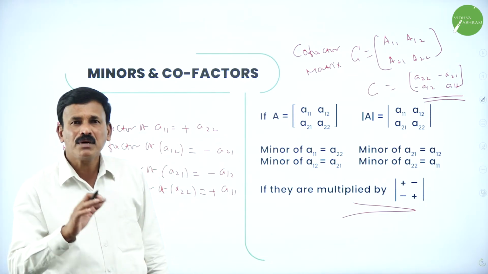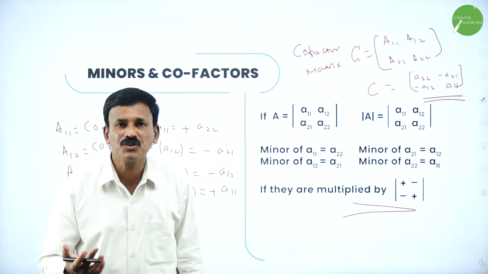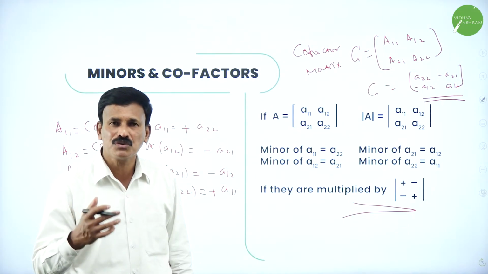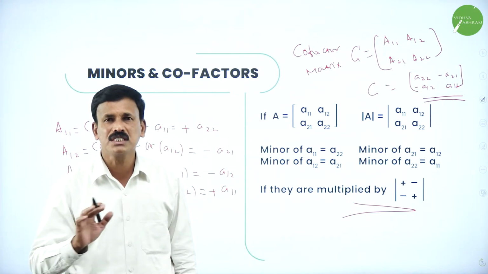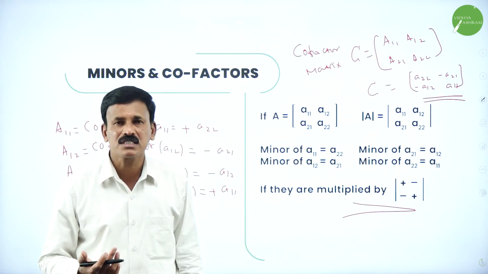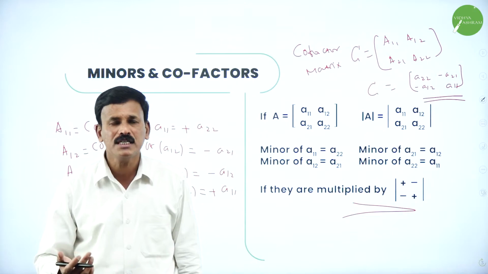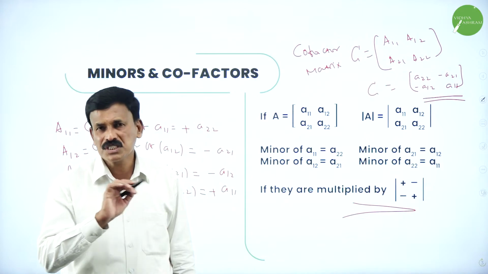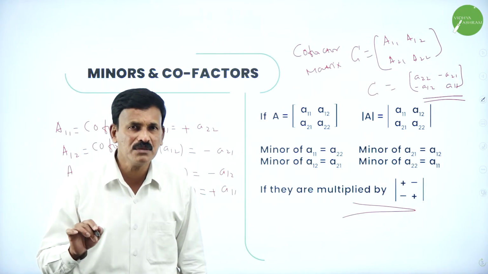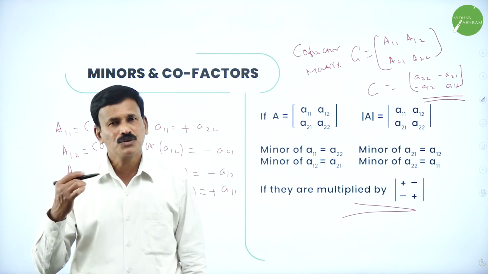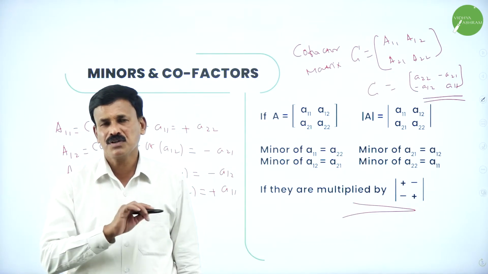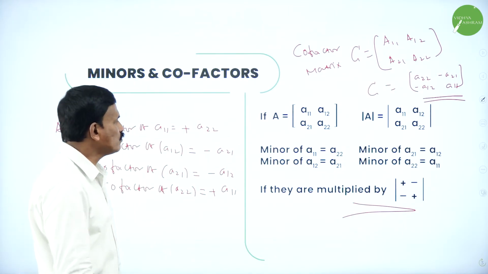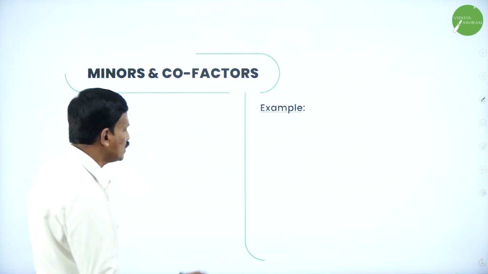Very simple. If the minors are multiplied by the proper sign, then we are going to get the cofactors. The matrix which you are going to obtain is called the cofactor matrix. So that is regarding minors and cofactors. This is in case of two rows and two columns. Similarly, for three rows and three columns, there are nine elements, and for each and every element you have to find the cofactor. Then put it in the form of first row, second row and third row, and you will get the cofactor matrix. Now let us take an example.